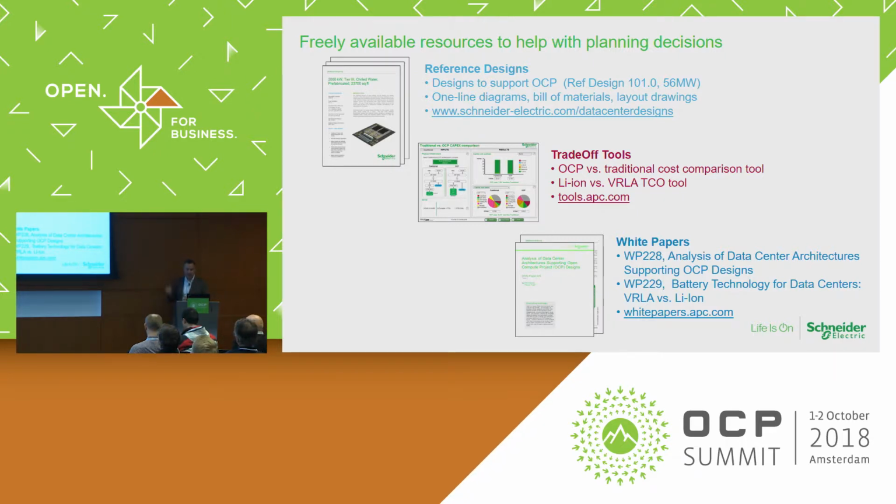We do have a trade-off tool, and we have two of them that are applicable. The one that applies to this particular study that we did is the OCP versus traditional cost comparison tool. A little tool you can play around with and look at pie charts and see where the savings are. We also have a lithium-ion versus VRLA TCO tool, because lithium-ion battery, both centralized as well as in the rack, is getting deployed in data centers now. It's growing very, very quickly, so you can understand the cost trade-offs of those. And then we have 2 white papers. The 228 supports this particular analysis, and another one is talking about lithium-ion batteries.